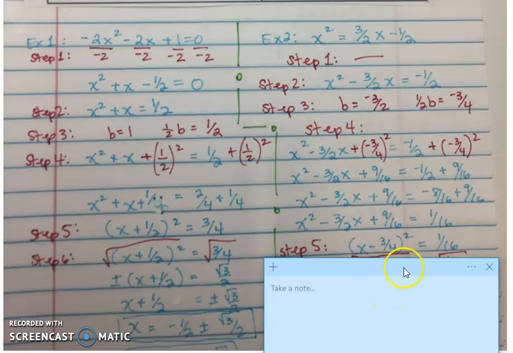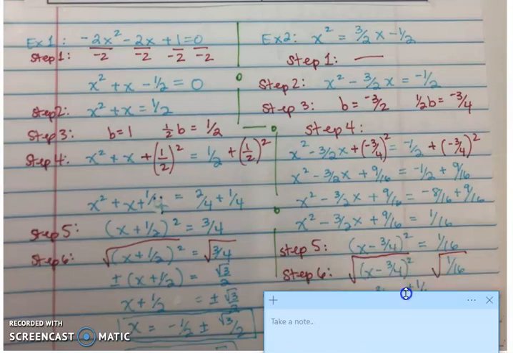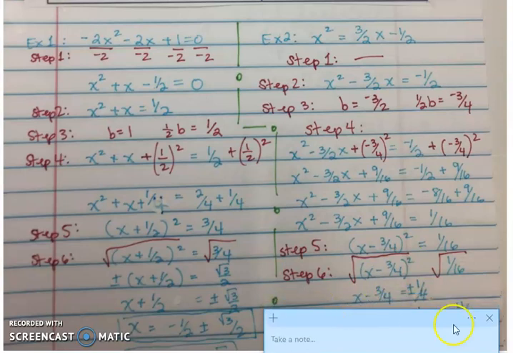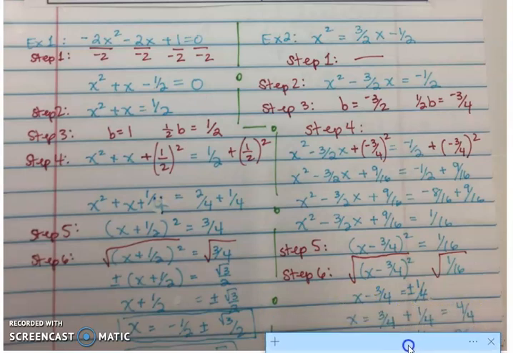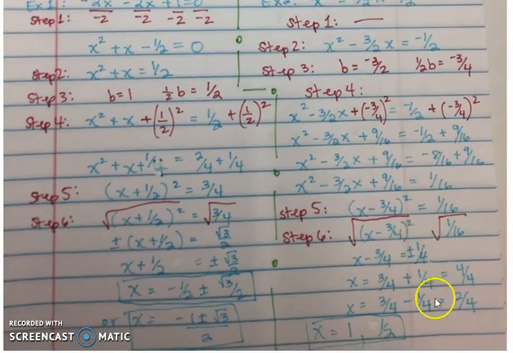You would take the square root of both sides. The square root of 1/16 becomes plus or minus 1/4. And then you have x minus 3/4 on the right. You would add 3/4 to the right side, so you would end up with 3/4 plus 1/4 and 3/4 minus 1/4. So we end up with 4/4 and 2/4, so our final answers are 1/2 and 1. Okay?